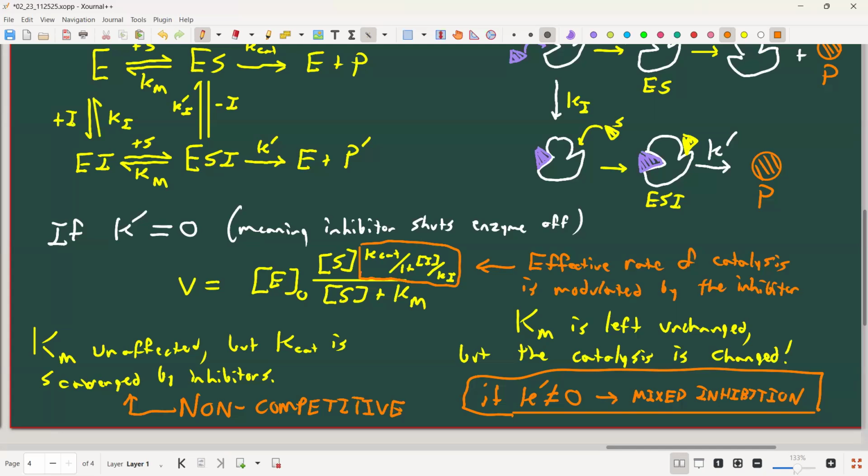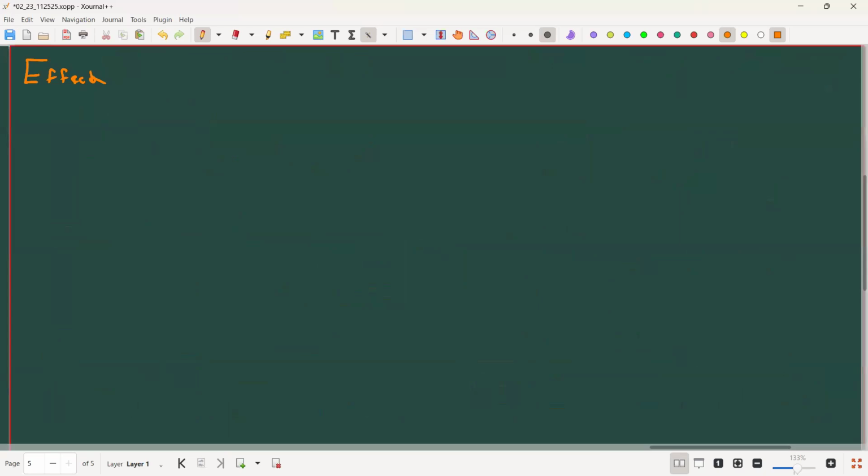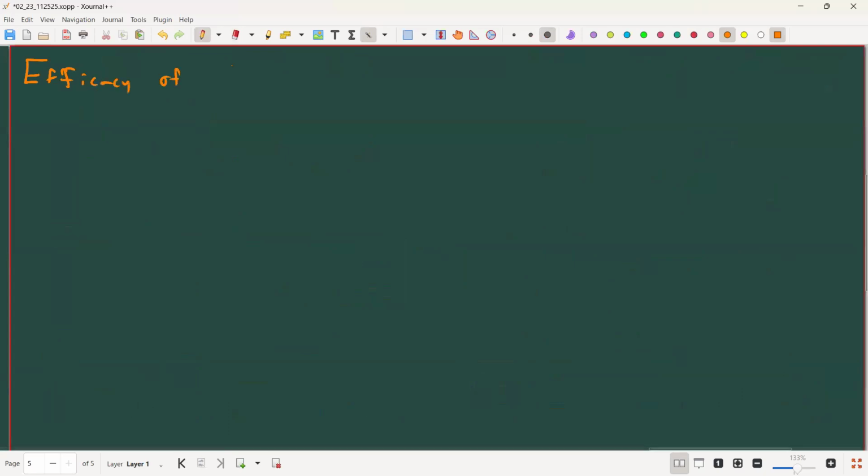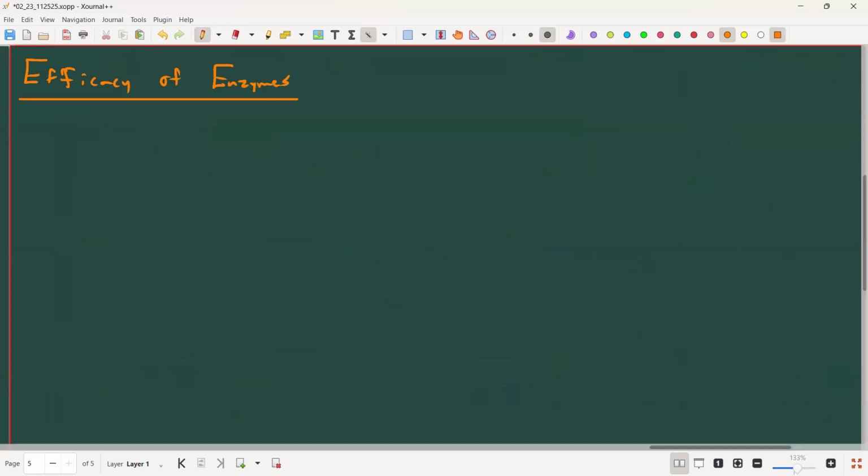What I want to look at, one more thing before we finish. Let's look at an example, right? How effective are these enzymes? So I want to show you a really cool example of an enzyme. Right. So my question is how effective, the efficacy of enzymes. Right. Well, there's an upper limit to how fast an enzyme can work. Right. So what's the upper limit?